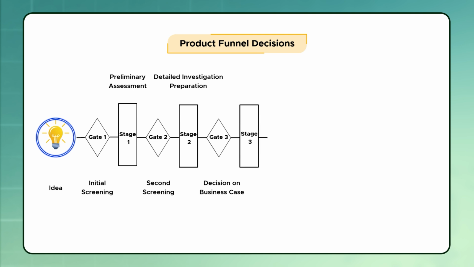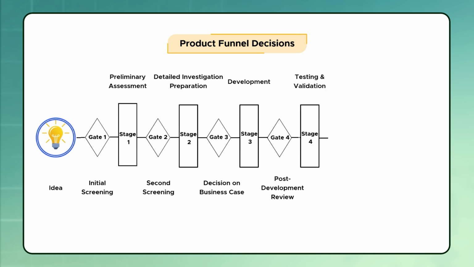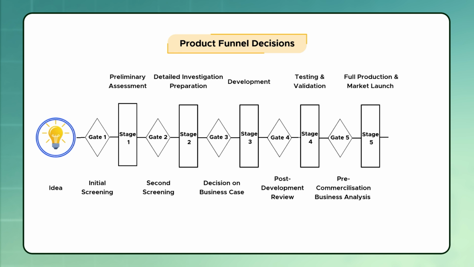The next gate leads to your development. Then post development, you review the product, you review the process, and after it passes the post development review, you take it for testing or validation as a process. That is your next stage. Then again your next gate comes. So this is your pre commercialization. After testing, you evaluate whether it is ready for commercial implementation and so on, right? You go through the full analysis, user review and so on, then your production stage comes.